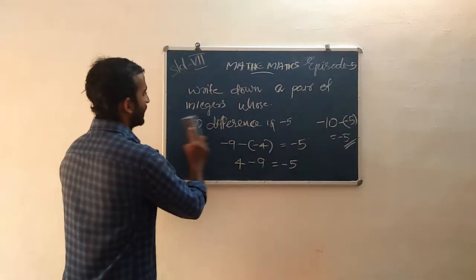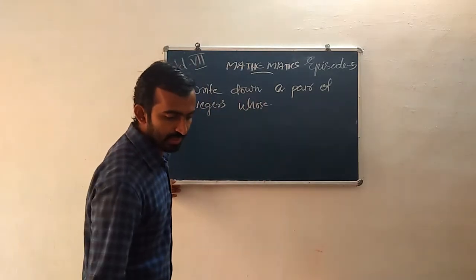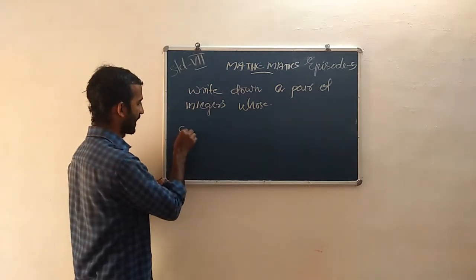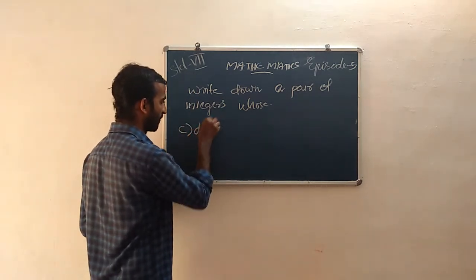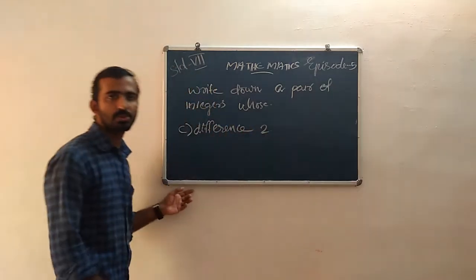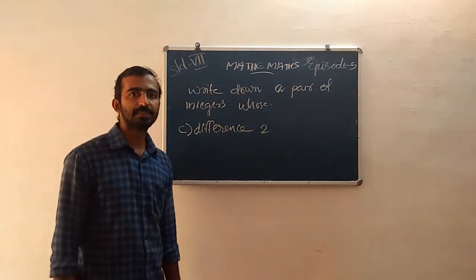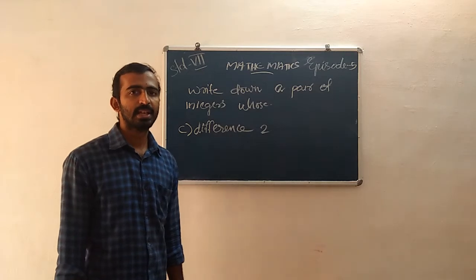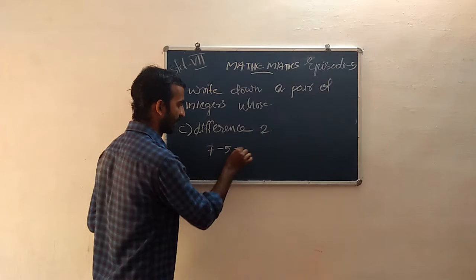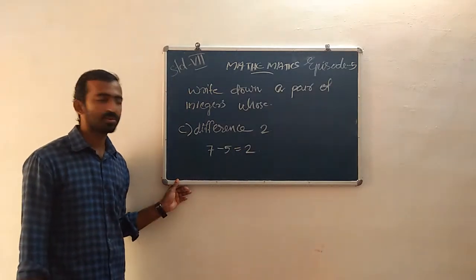Next, the difference is 2. That is the C part. The difference is 2. What is a pair of integers? Think. Can anyone say? Yes, correct. 7 minus 5, we get the answer 2.